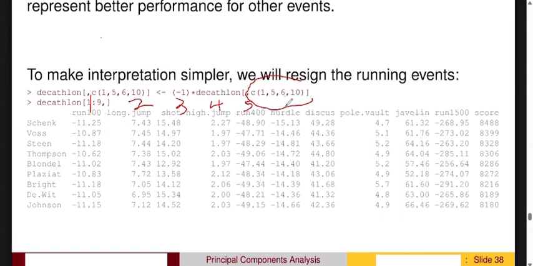Okay, 6, 7, 8, 9, 10. Which are the ones that I'm multiplying by -1? I'm multiplying the running events by -1 so that they are going to be on the same level. Does that make sense? Okay. That was exactly what I'm doing here, where you see -1 multiplied by columns 1, 5, 6, 10, corresponding to the running events.